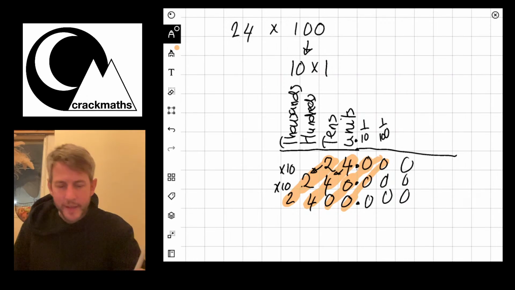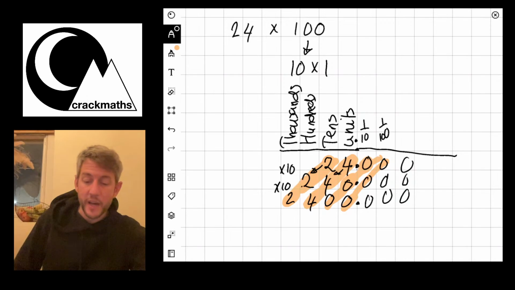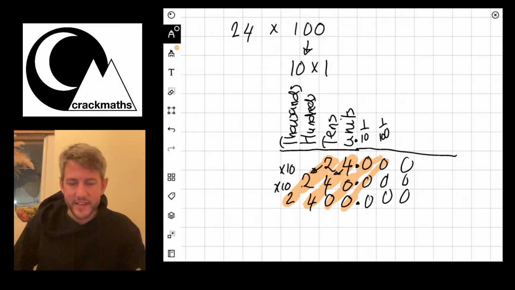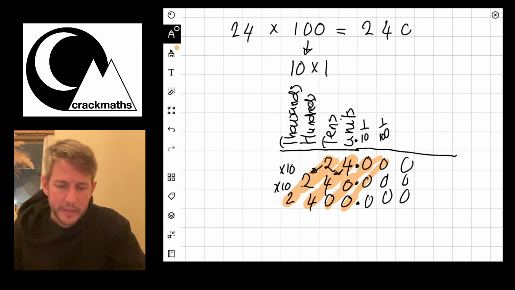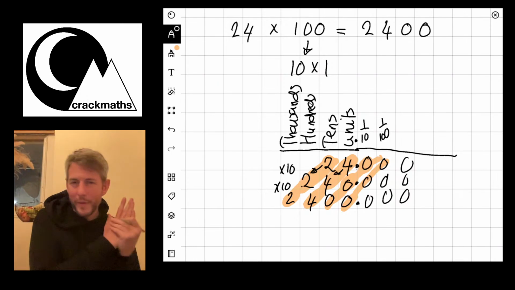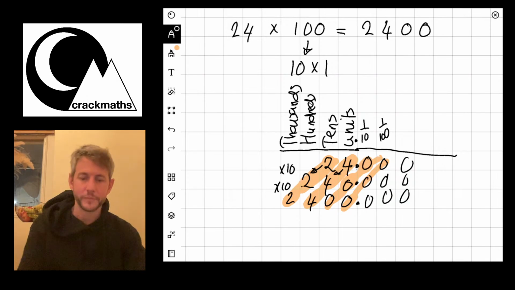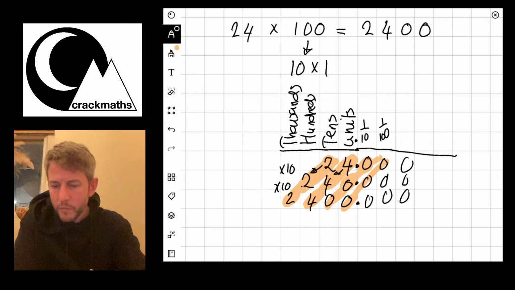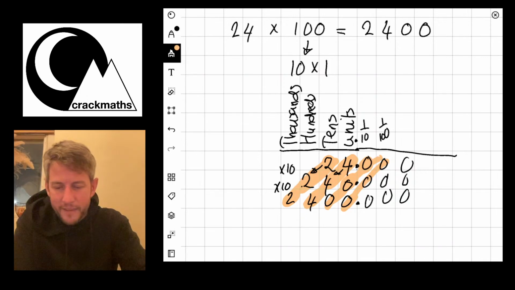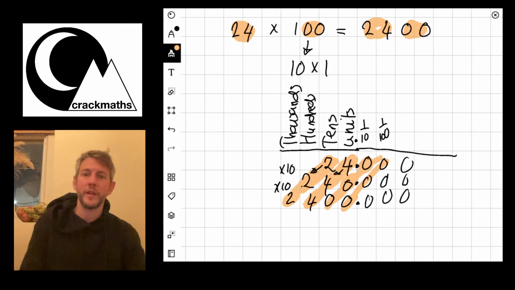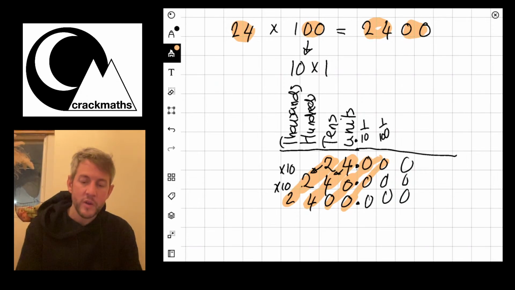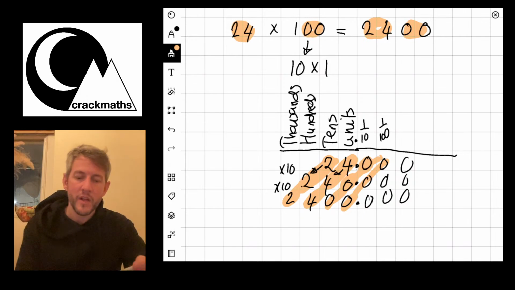But what we can now see is that 24 times 100, in other words, 24 times by 10 twice, equals 2400. Okay, so there we have it. 24 times 100 equals 2400. And we can see that that 24 is repeated here, and these 2 zeros are placed here. Now, if there had been numbers behind the decimal place, we couldn't do that.